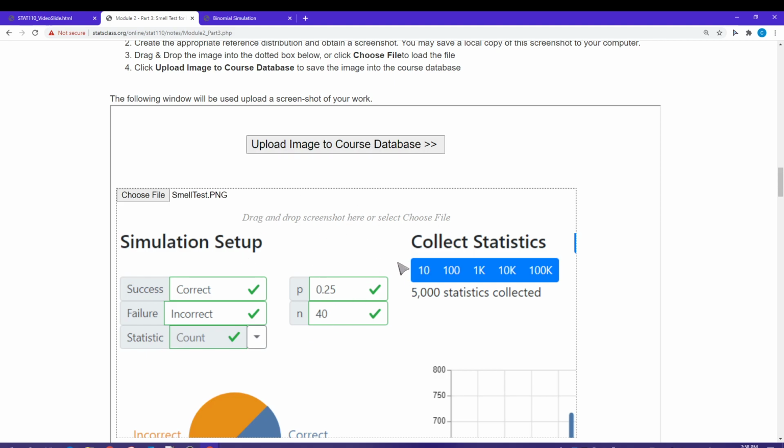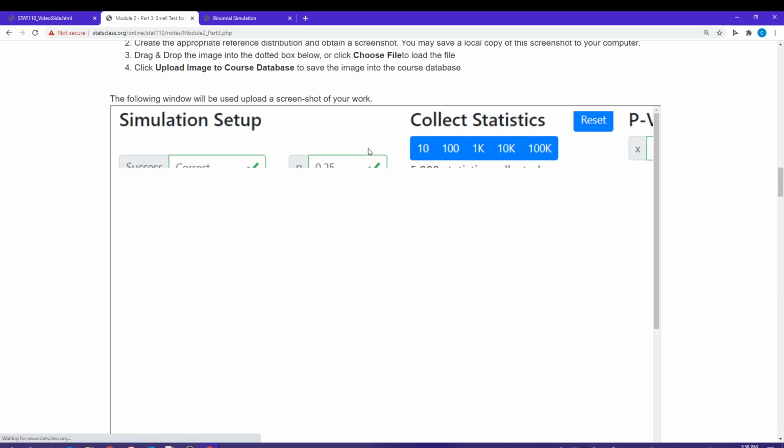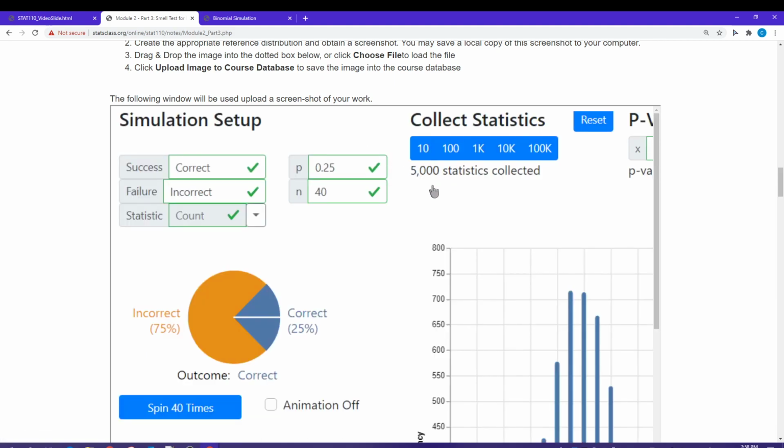The first just puts it onto the browser, and then I need to click this to put it into the database. Now you can see that it is in the database. There's no more spot to upload.